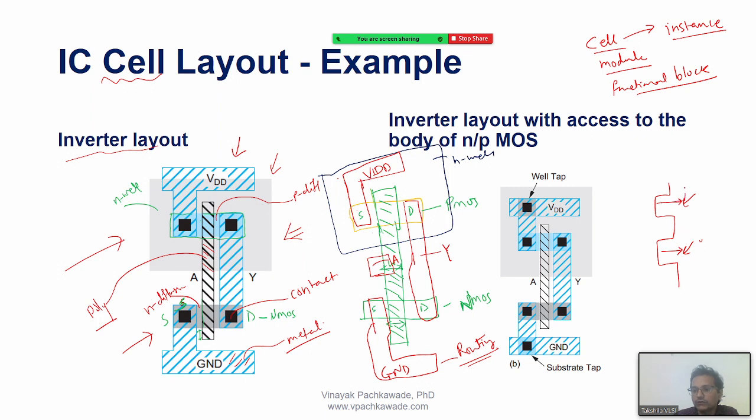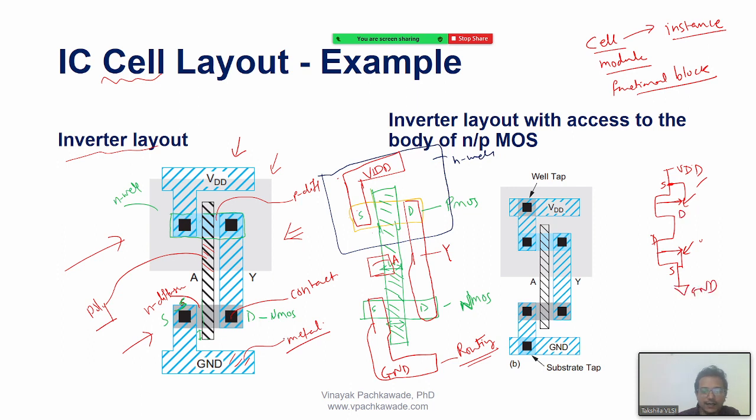So what I do is that the body of NMOS is tied to its source, and the body of PMOS is tied to its source, and they are ultimately tied to VDD. The body of NMOS is tied to its source, and these two ultimately are connected to ground.